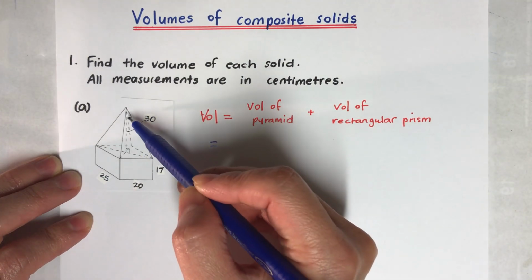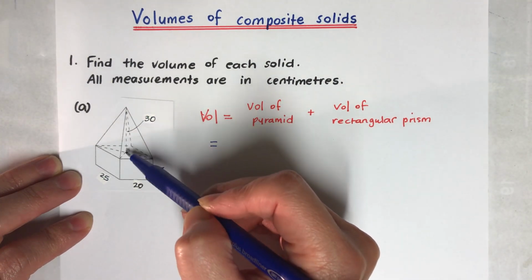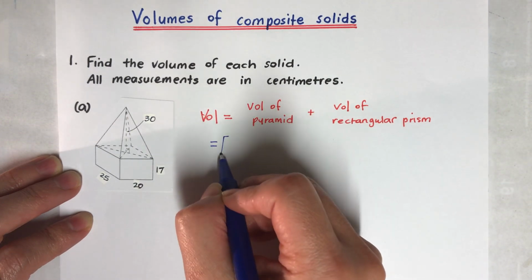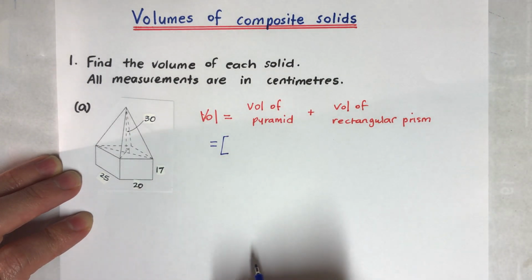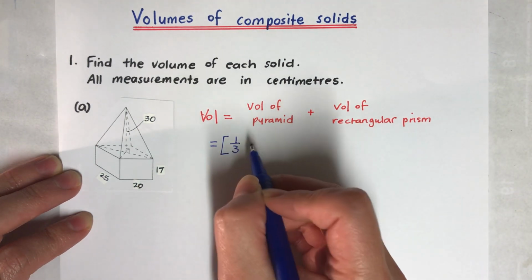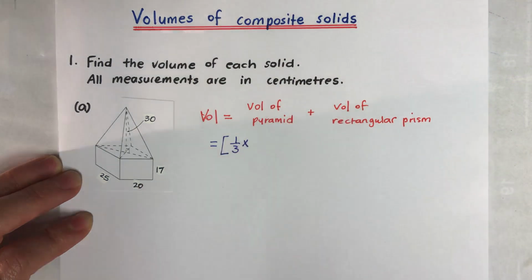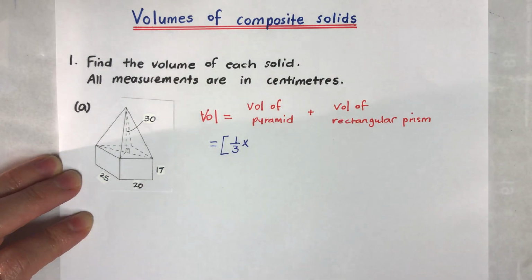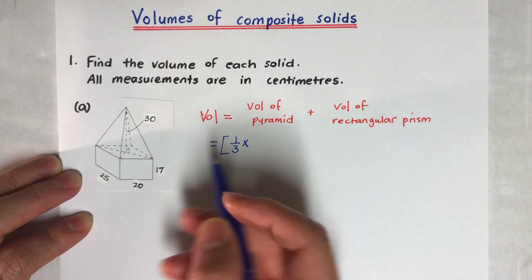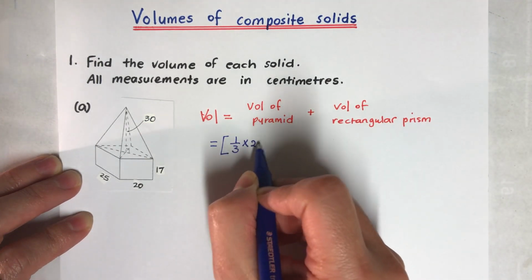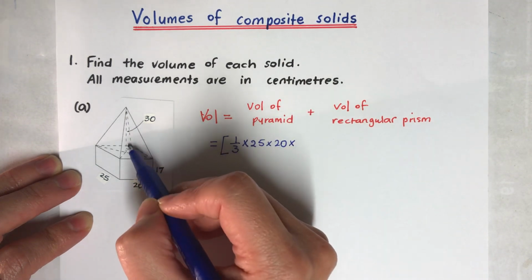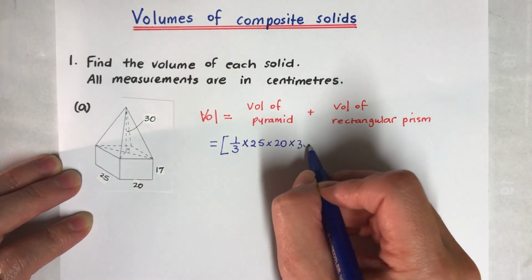Now I can see that's the perpendicular height, 30 centimeters. So I'm going to use that. Now, do you remember the formula? Well, luckily I do. 1/3 times the area of the base, which is a rectangle. That'll be 25 times 20, and the height of the pyramid is 30.